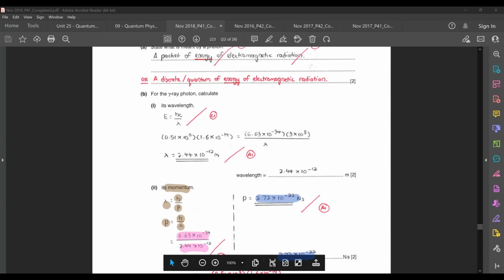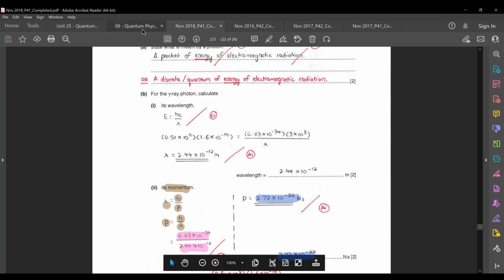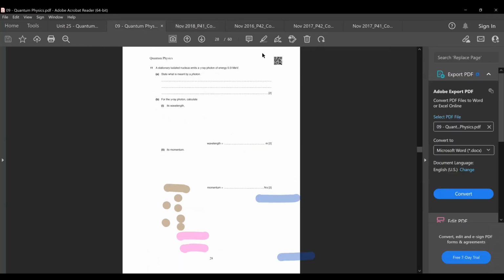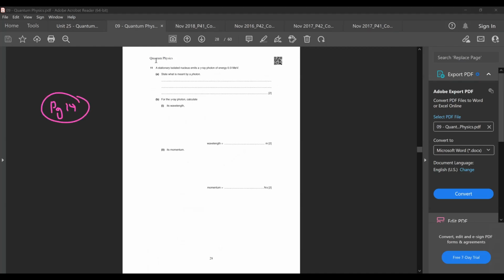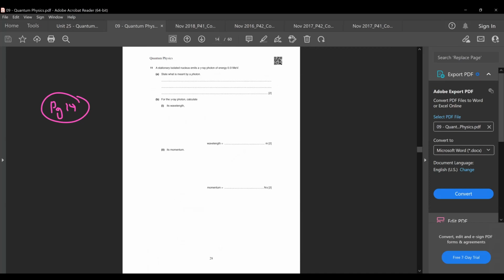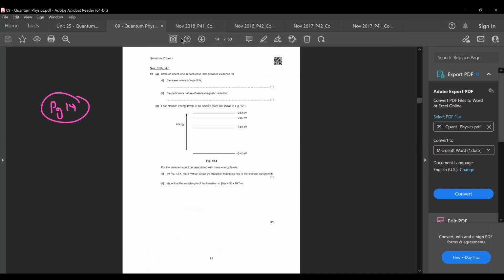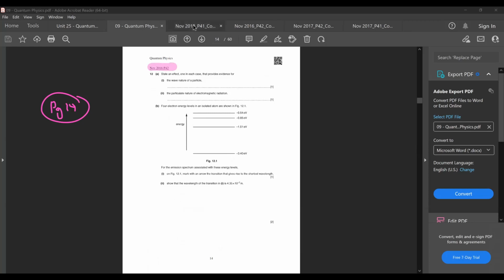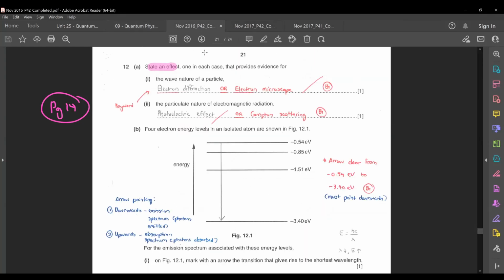Okay, next one should be page 14. All right, so if you're okay with that, let me just go on to page 14. Right, so if you then move on to page 14, this one is November 16 P42. Okay, so let's have a look at this one.